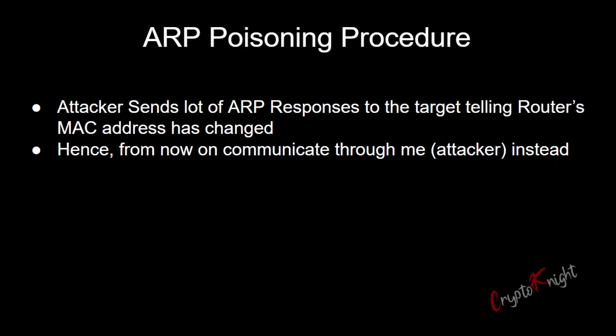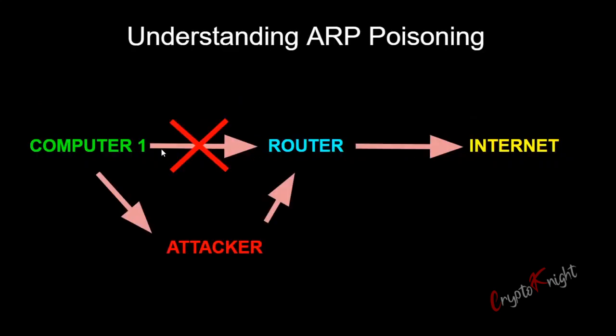So now computer 1 is a little confused and it thinks, okay, the router's MAC address has changed, so I have to communicate through a new MAC address, which actually belongs to an attacker. So the computer sends the packet to the new MAC address thinking that it belongs to the router. However, that MAC address actually belongs to the attacker. So the communication looks something like this. Earlier computer 1 was sending the request to the router to forward it to the internet. However, now the attacker comes in between. This is the man in the middle.